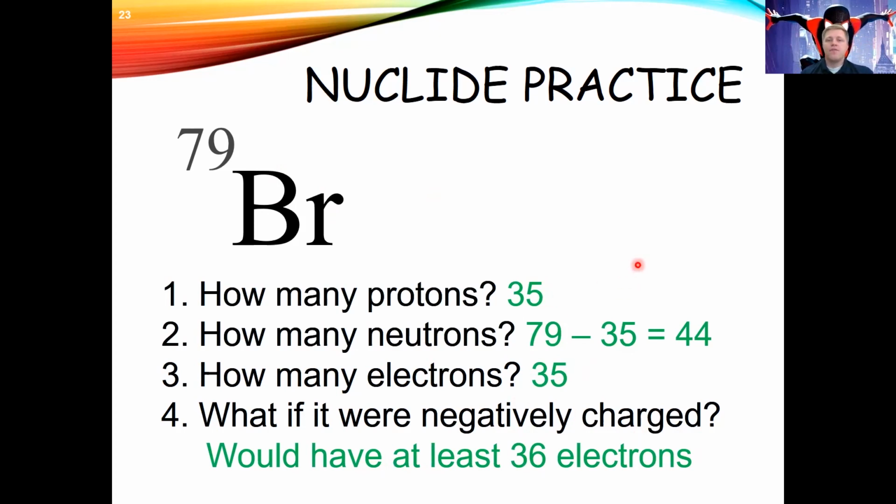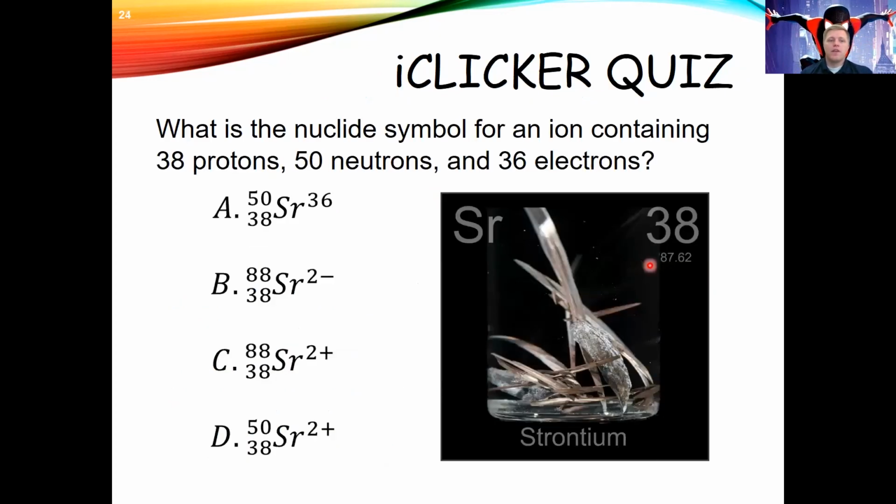Let's see if you're following all of that. We'll finish with an iClicker quiz, where I'll show you strontium here and ask you what is the nuclide symbol for an ion containing 38 protons, 50 neutrons, and 36 electrons. So 38 protons corresponds to the element strontium. So go ahead and pause the video now, try to answer this question.